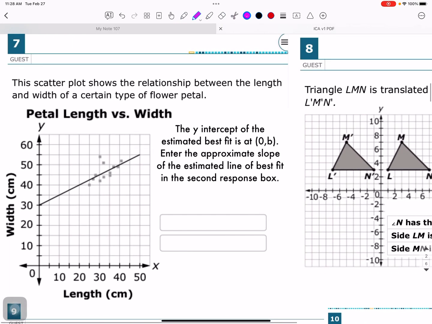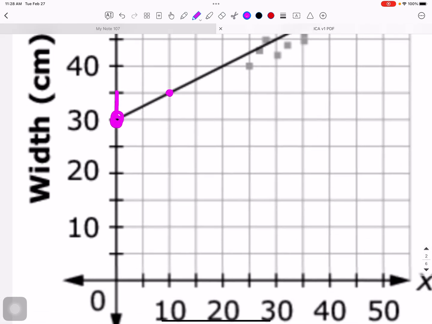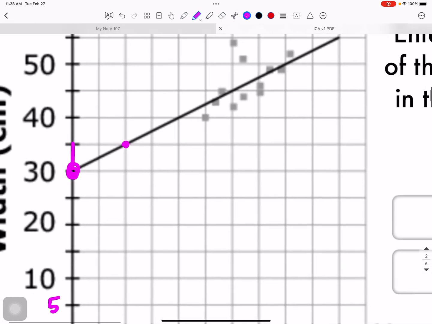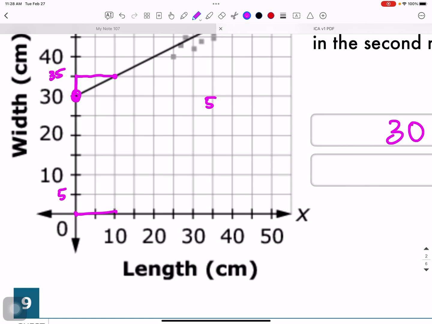7 starts at 30. That's the 0, 30. What's the slope? Let's see. I can choose this box also. It goes up that much, but that much is actually 5, right? These go up 5 boxes. This is 35. So it actually went up 5 over, from there to there is 10.